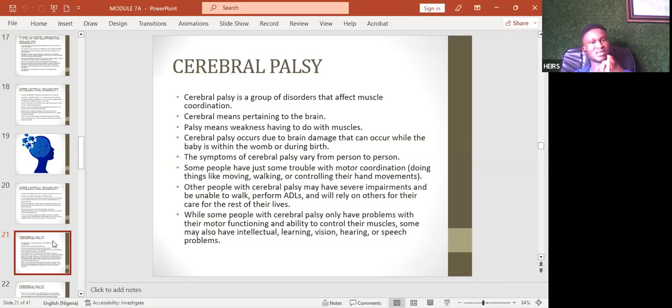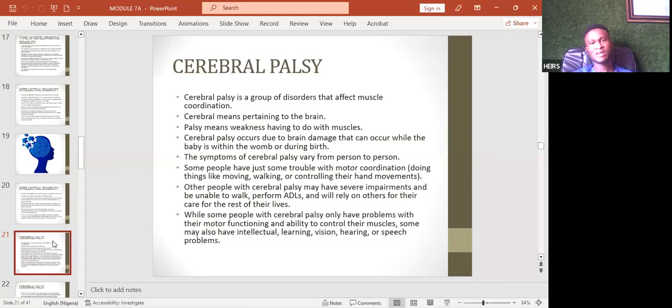Now, palsy itself means weakness having to do with muscles. So bring the word cerebral as brain, palsy, weakness of muscle. So weakness of muscle as a result of what? A disorder that happened in the brain. So this occurs due to brain damage that can occur while the baby is within the womb or during birth. Remember, most of these things don't happen to adults at adulthood. It happens either at birth or even before birth.